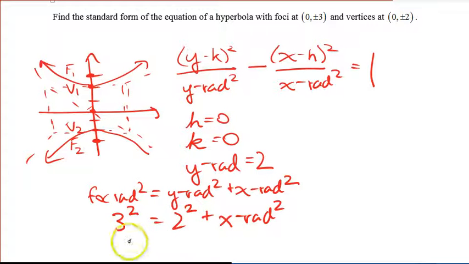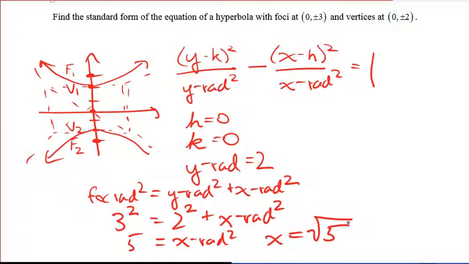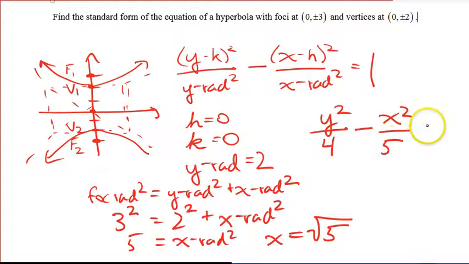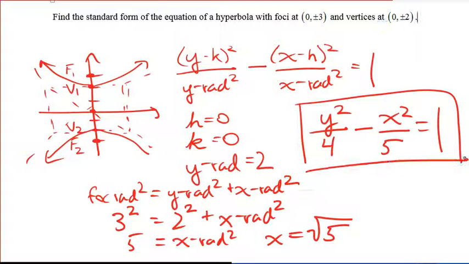9 minus 4, that leaves us with 5, is equal to the x radius squared. So our x radius is going to be equal to the square root of 5. Taking all of this and plugging it in, we end up with the equation y squared over 2 squared minus x squared over the square root of 5 squared. Hey, that's just 5. All equal to 1. And we are done. Thanks for listening.